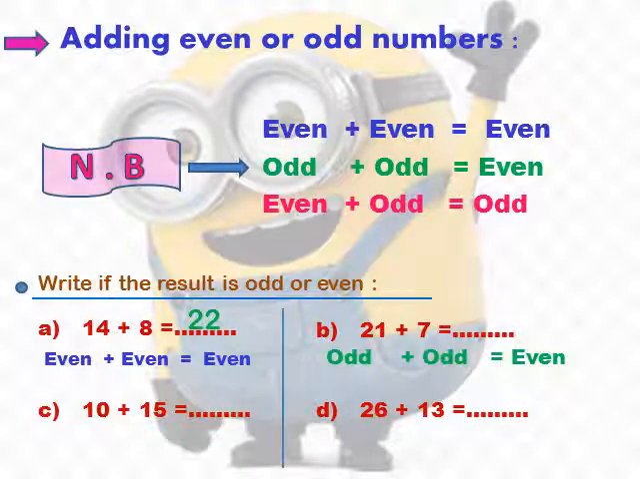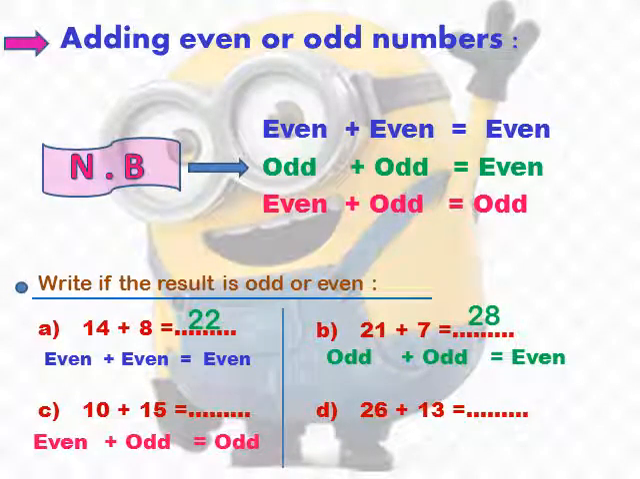Okay, let's move to the next exercise. If I have 21 plus 7, so here 21 is an odd number and the 7 also is an odd number. When I add them together, I say odd plus odd equals, they are the same, so my answer is going to be an even number. 21 plus 7, counting forward after 21, my answer is going to be 28. Is it an odd number? No, it's an even number because its ones place is an even number.